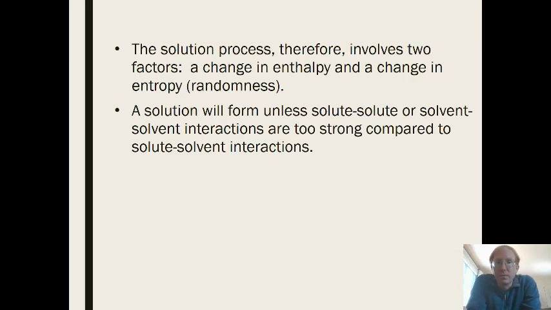The solution process involves two factors: the change in enthalpy, our delta H value, which again is simply delta H1 plus delta H2, positive values, plus my negative delta H3, and the change in entropy. And a solution will form unless the solute-solute or solvent-solvent interactions are very, very strong. In that case, the solute-solvent interactions and the gain in entropy are not going to be enough to overcome a super, super strong solute-solute or solvent-solvent interaction. In that case, we have something that's insoluble, and there's not a whole lot we can do about that in and of itself.